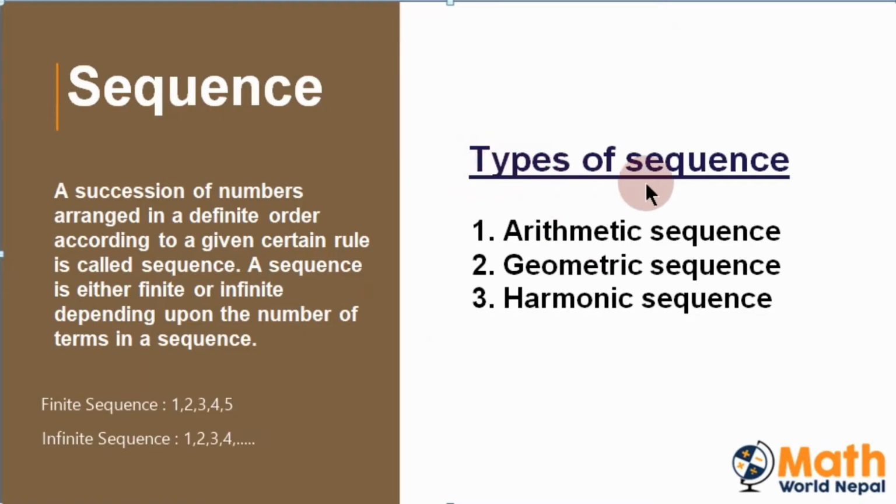There are three types of sequences: arithmetic sequence, geometric sequence, and harmonic sequence. A sequence obtained by adding or subtracting a definite number to a preceding number is called an arithmetic sequence, and a sequence obtained by multiplying or dividing a preceding number by a definite number is called a geometric sequence. And finally, a series of numbers is said to be a harmonic sequence if the reciprocals of all the elements of the sequence form an arithmetic sequence.